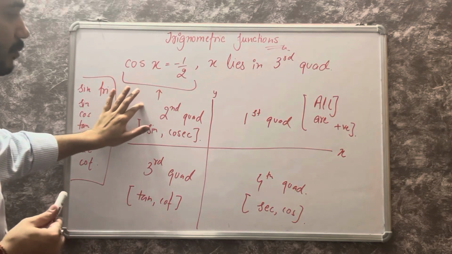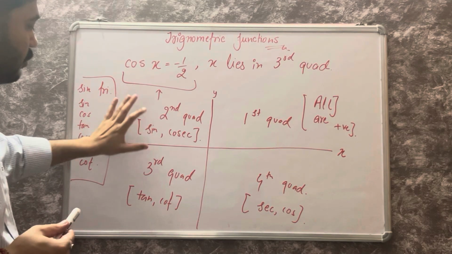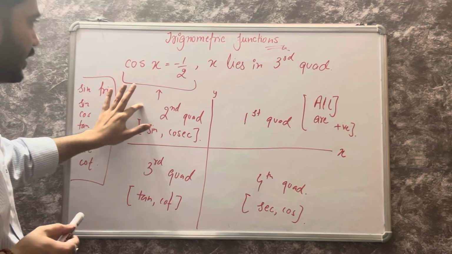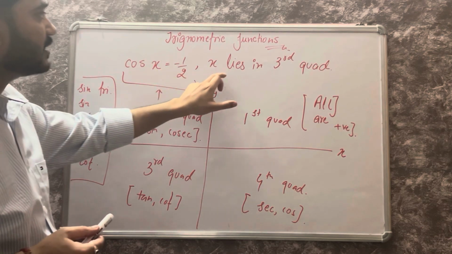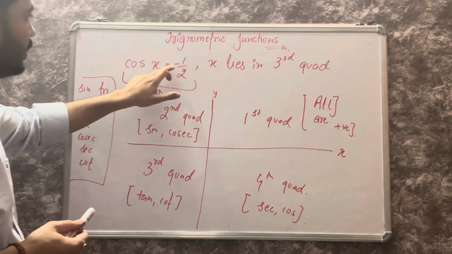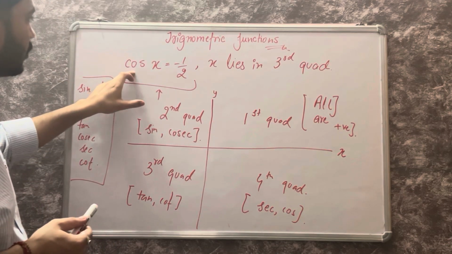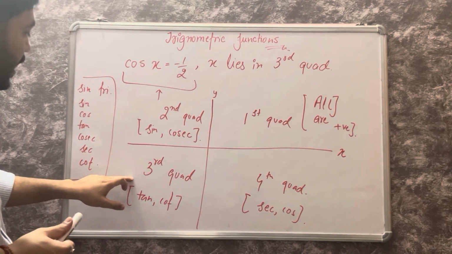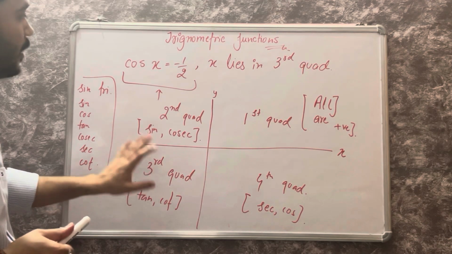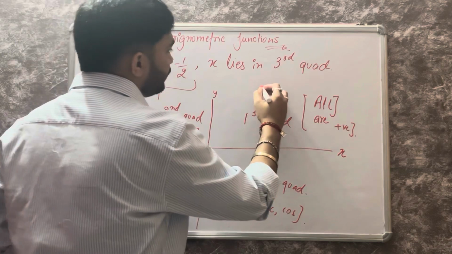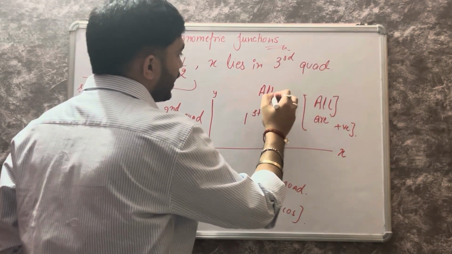So, if we talk about second quadrant, the value of tan in second quadrant is negative. Just like in the question, cos x is equal to minus 1 by 2, x lies in third quadrant. Here, the minus sign indicates that the value of cos in third quadrant is negative. So, there is an easy way to remember this.